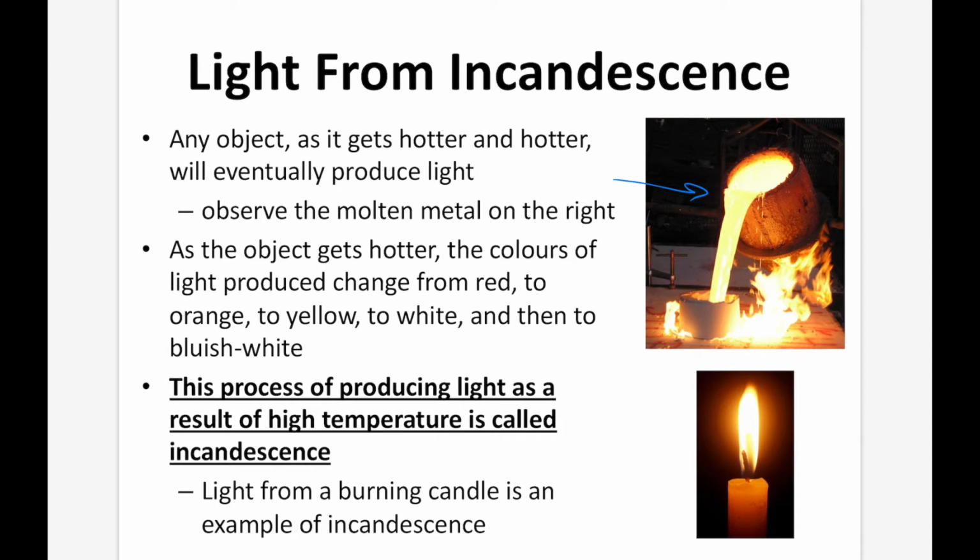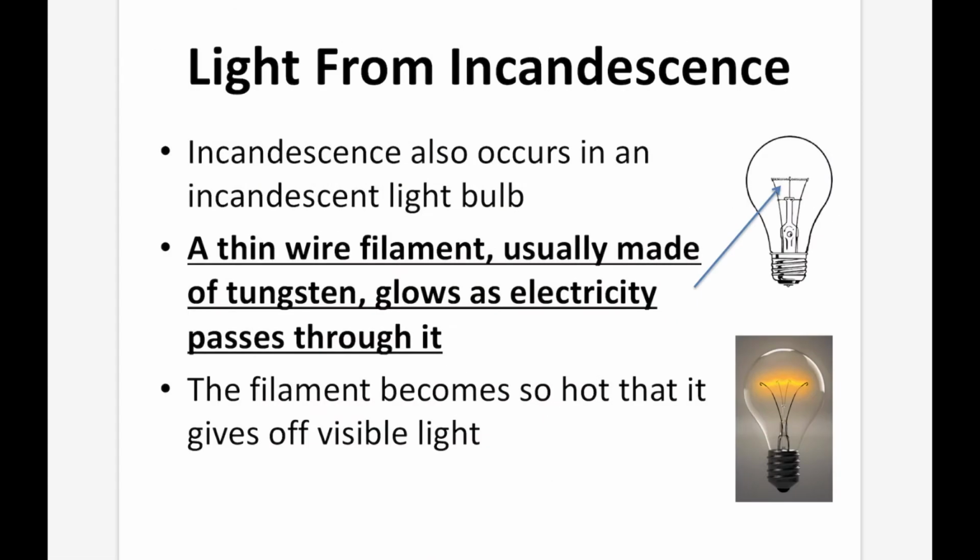This process of producing light as a result of high temperatures is called incandescence. Light from a burning candle is an example of incandescence as well. As you can see, the color of the flame is this orangey, yellowy color. Incandescence also occurs in incandescent light bulbs.